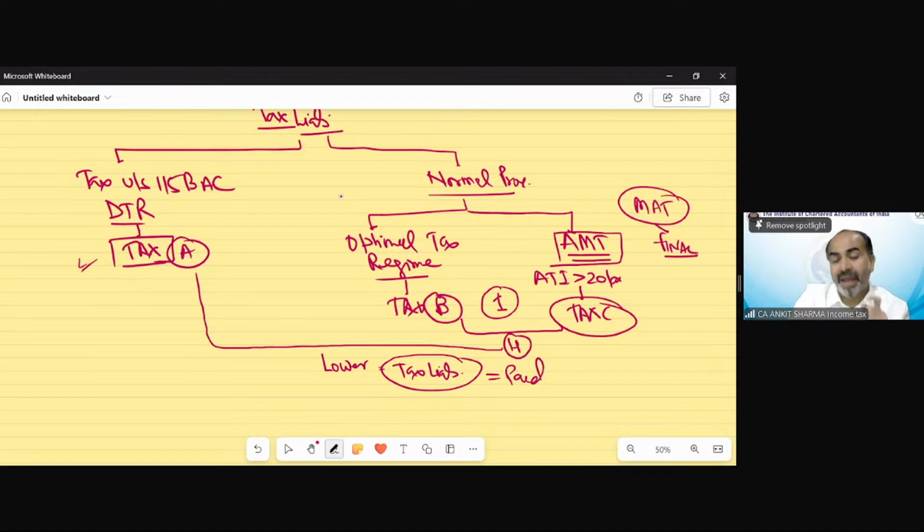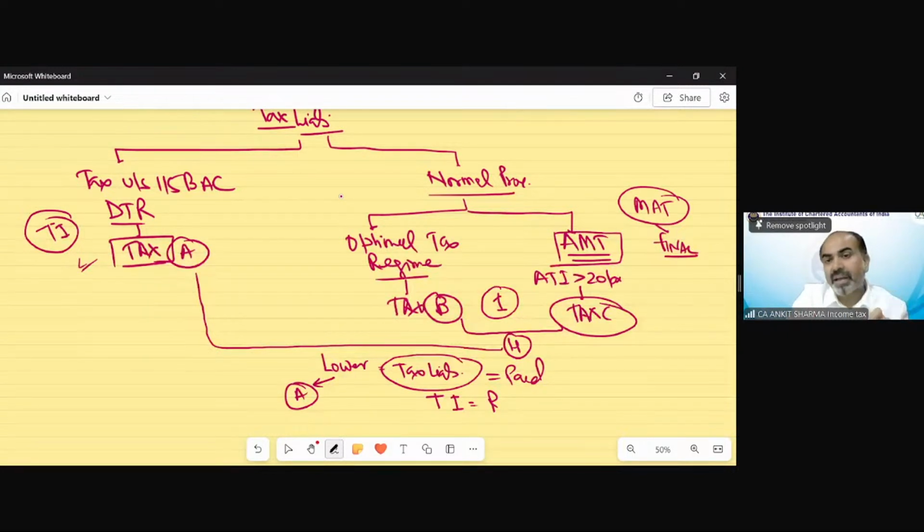This needs to be paid, and the respective income will be set as my total income. Suppose this A is lower, then A would be my final tax liability, and whatever income we have found out as TI in this A category would be called my total income.